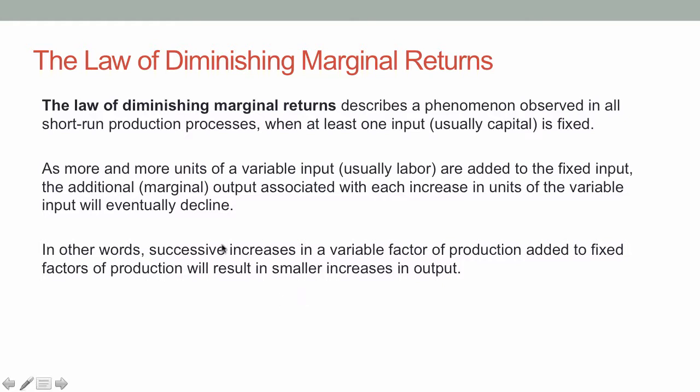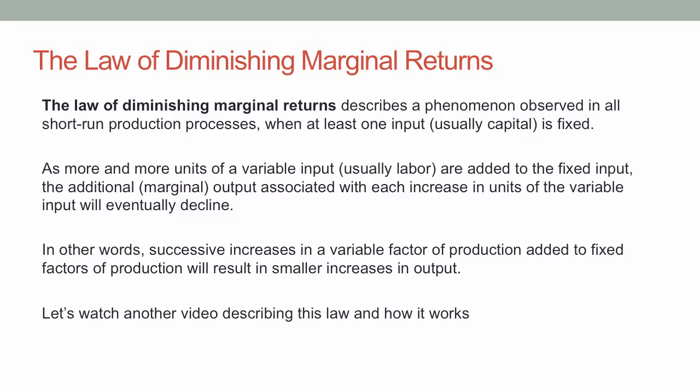So what happens is successive increases in a variable factor of production added to fixed factors of production will result in smaller increases in output. Now, a lot of big words there, so let's watch another little video to help make sense of kind of what this is. This guy explains it really, really well.